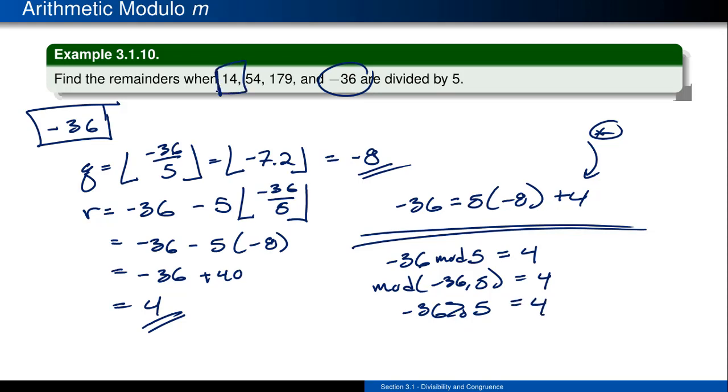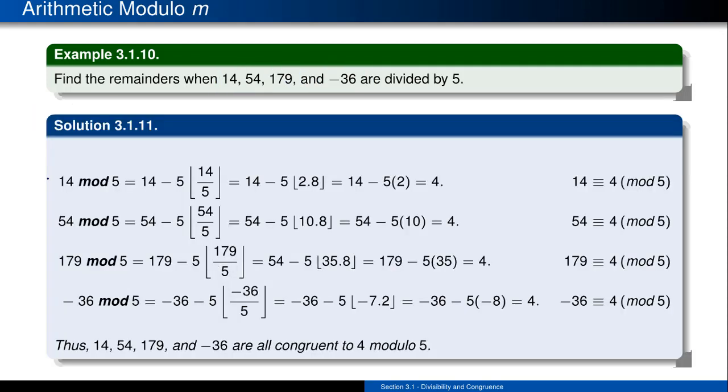So I'll let you check the other two examples, the 14 and the 179. You can see them checked out here as well. In all of these cases, you can see that my remainder is constantly going to kick out a 4 over and over again. So I'm going to say that these numbers are all very similar, but they're only similar when I'm talking about this division by 5.